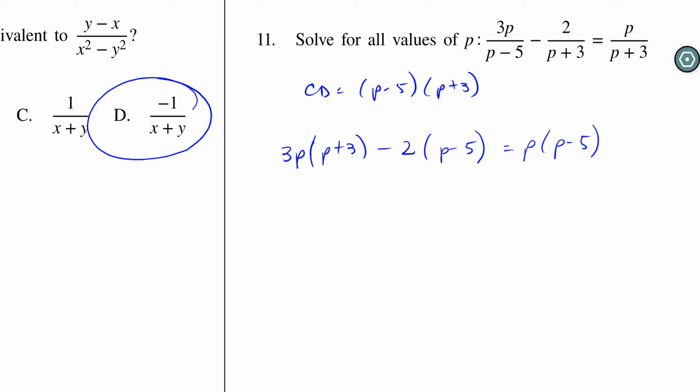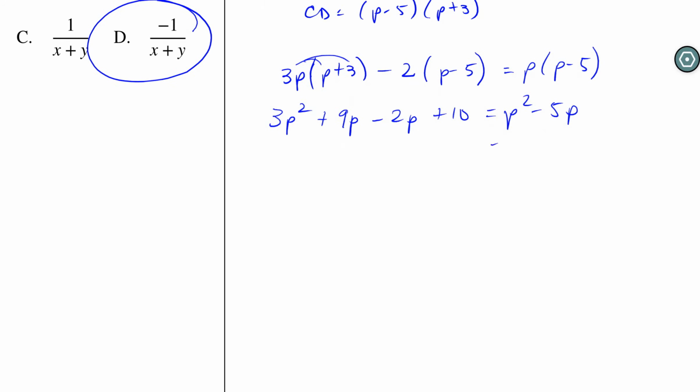Notice I'm doing all this in one step because really we can. We know that the denominators are going to cross off. So I'm essentially just multiplying anything to each numerator that I know I'm going to have to make the denominator for. If I do some distributing, I get 3p squared plus 9p minus 2p plus 10 equals p squared minus 5p. The sign is important. Remember, you're distributing the negative 2. Try and get everything to the same side. So I'll move the p squared and the 5p.